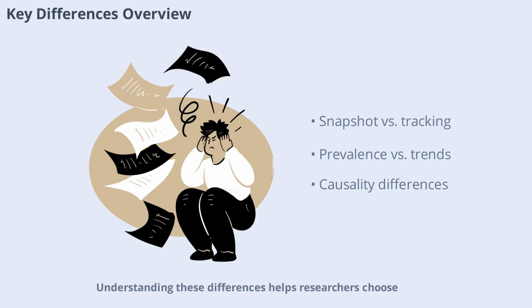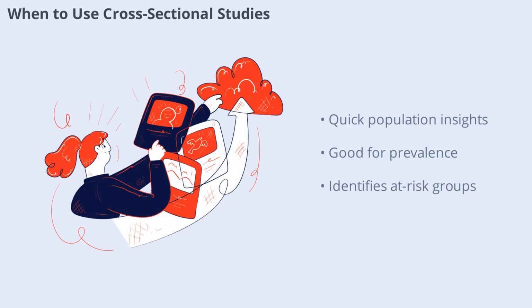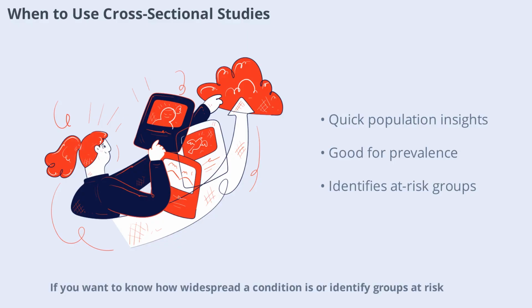Understanding these differences helps researchers choose the right design for their question. Cross-sectional studies are ideal when you need quick information about a population's current status. They're commonly used in public health to assess the burden of diseases or risk factors. If you want to know how widespread a condition is or identify groups at risk, this design is a practical choice. However, remember its limitations regarding causality and time sequence.